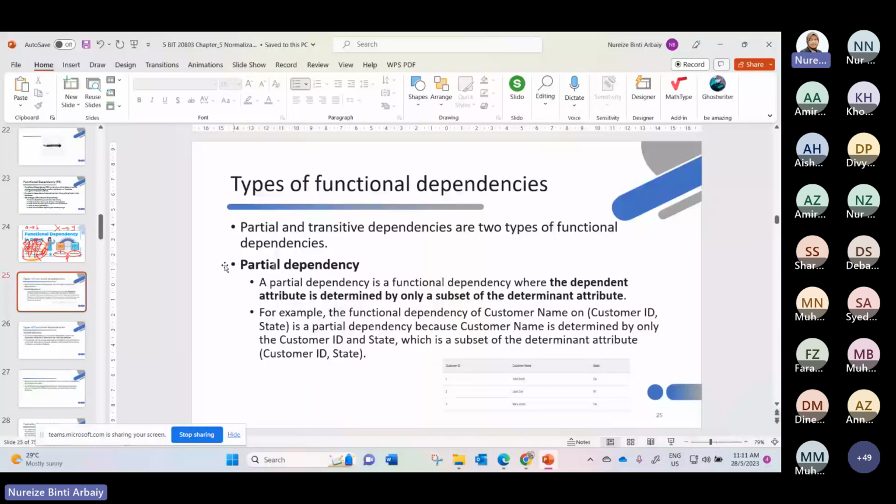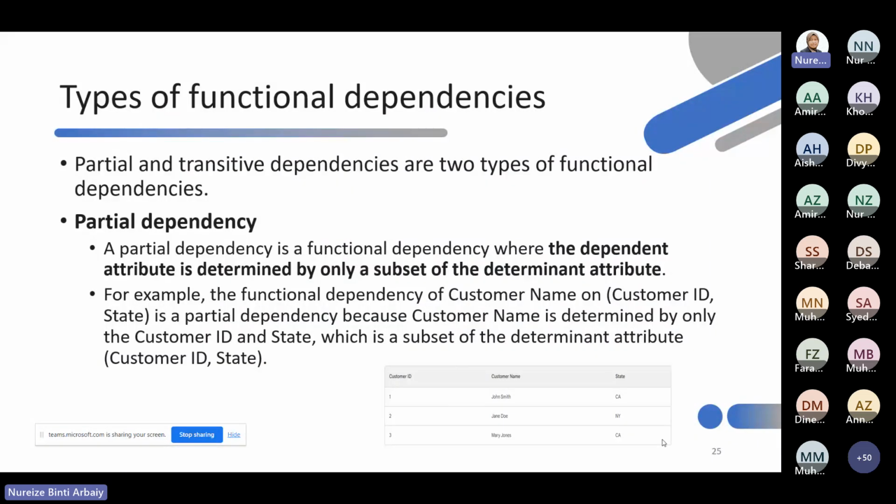Okay, two types of functional dependency. We have two: partial dependency and also transitive dependency. So I explain the partial dependency. Usually, we can easily identify the partial dependency if the determinant is a primary key. Usually it is a primary key. So this is the easiest way to understand the partial dependencies.